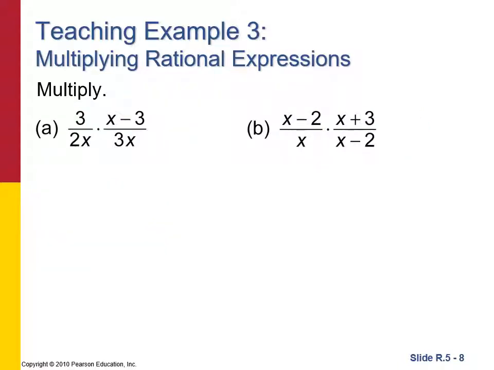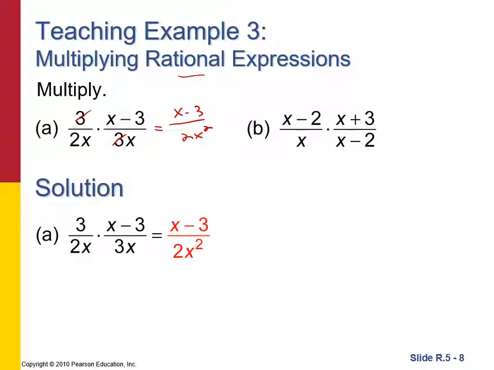Okay, so let's multiply rational expressions. There's a few things that we can do. We can reduce 3 and 3, and that looks like that's about it. So you're going to have x minus 3 all over 2x squared. We can see that that's the correct answer.